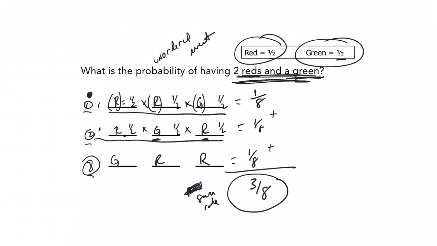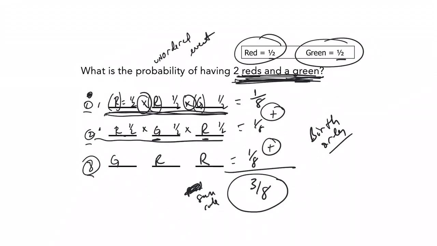A classic way to think about this is in situations of birth order. That's another good way to do it. So we apply the product rule to calculate the individual probability of these independent events. Then we apply the sum rule to calculate the overall probability of satisfying this condition. And I hope that helps with probability.